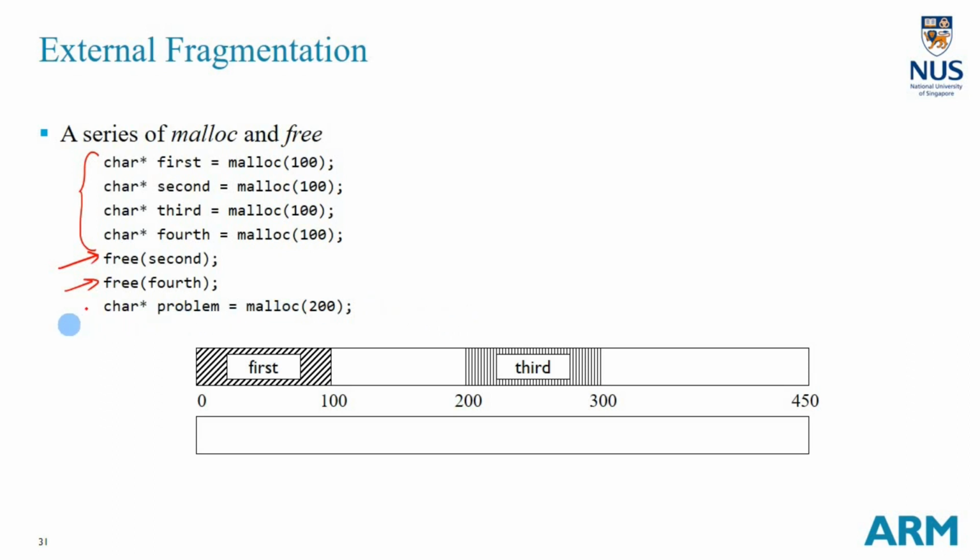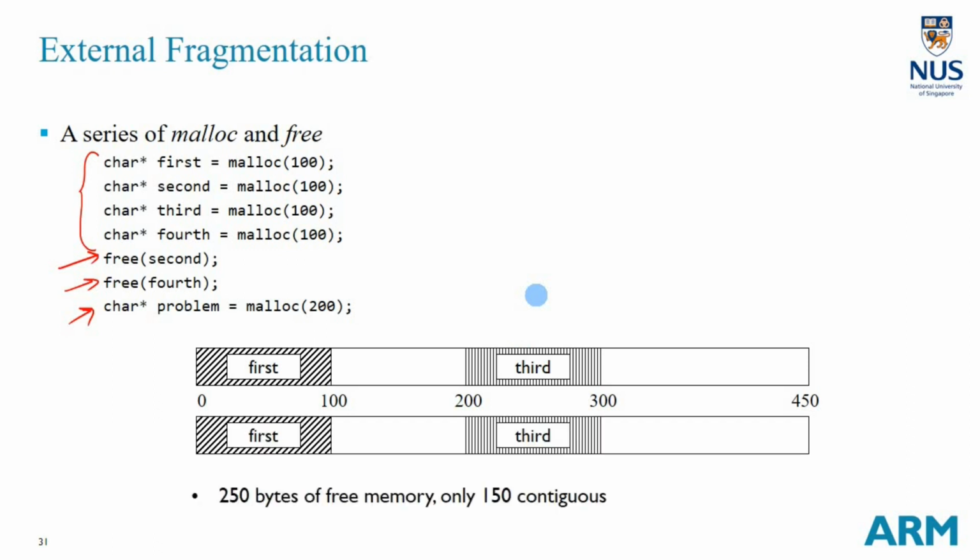Now, for the last line over here, what do you see? I'm calling malloc to allocate 200 bytes of memory, but it is unable to do it. But actually I have enough memory, correct? Because I have 150 here and I have another 100 over here. So I have 250 bytes of free memory, but only 150 are contiguous, that means they are in one continuous chunk. And because of that, when I make the request for 200, it is unable to allocate this memory for me.